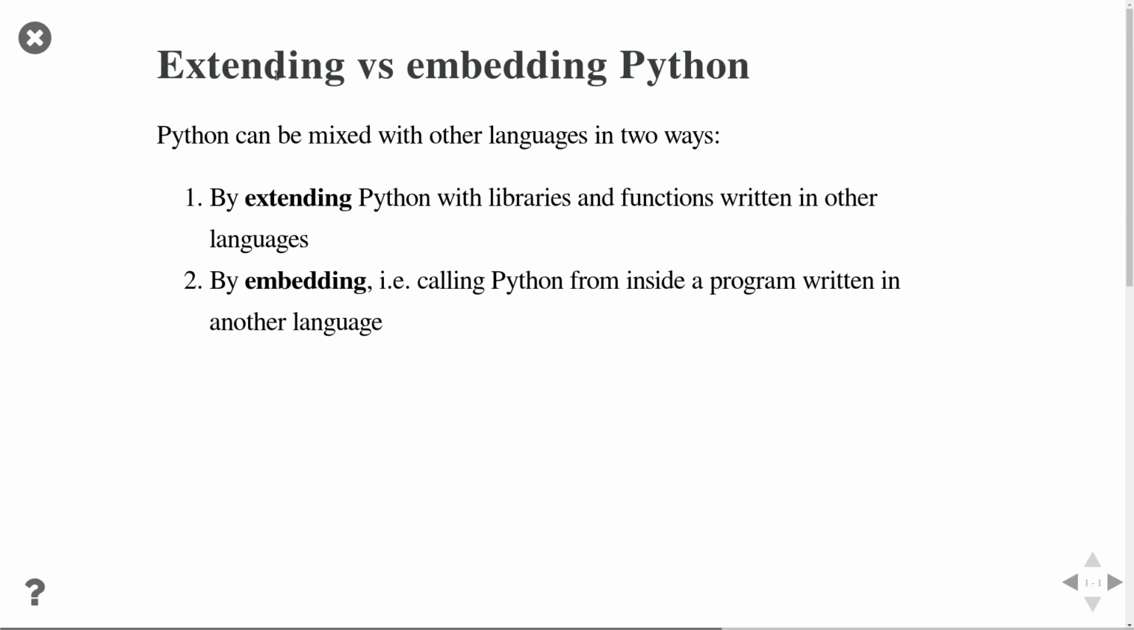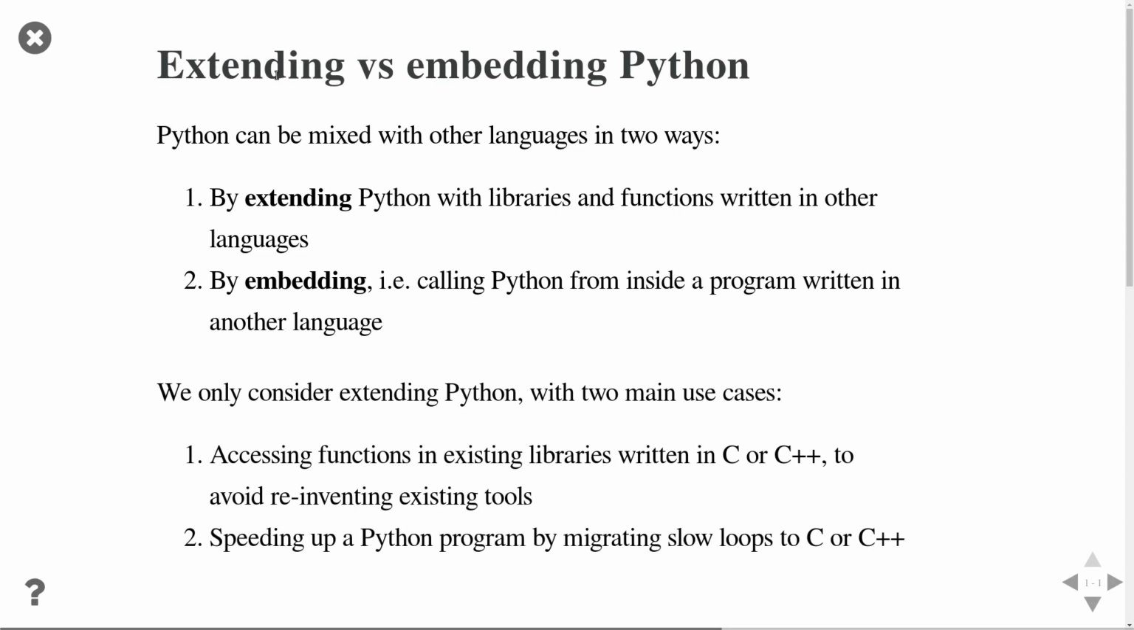Another technique could be to embed Python. This works the other way around. We have maybe a C++ function and a C++ program, and then in that C++ program, we could launch out to a Python interpreter, do some Python computations, and then jump back to the C++ function. So in this case, we would embed Python in an existing program.